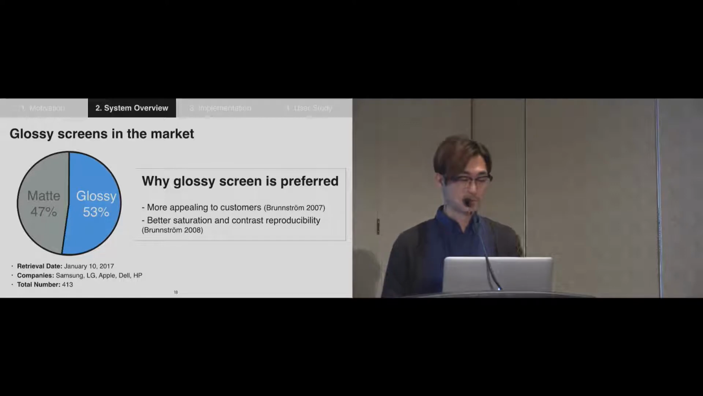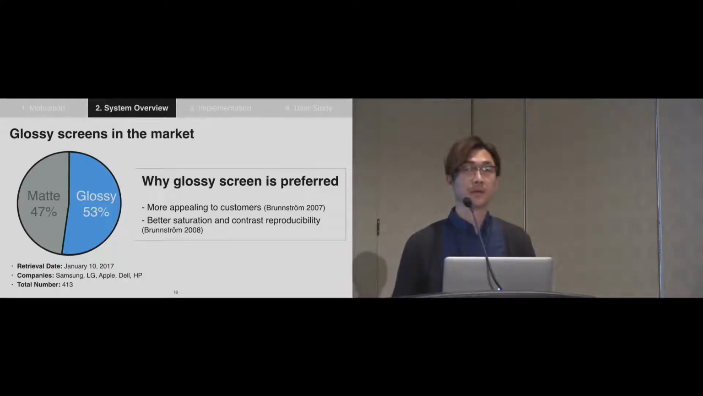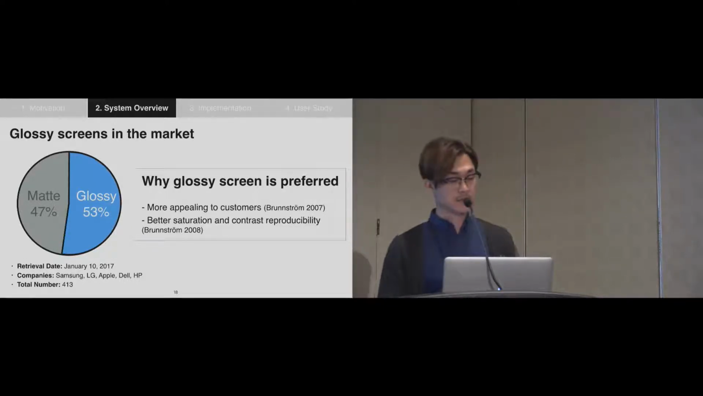We did market research to see if our method can be applied in a wide range. We gathered the information of 413 screen products from 5 manufacturers. As a result, 53% of the screens were glossy. Glossy screens are widely used because of their advantages, such as a more appealing look and better saturation and contrast reproducibility. Therefore, we saw our method can be applied in a wide range.